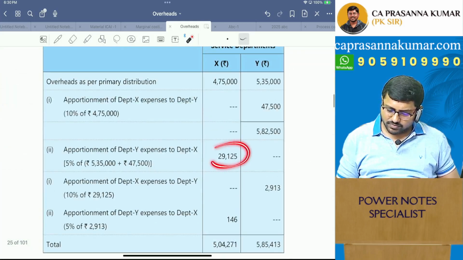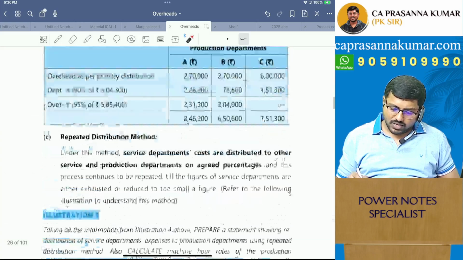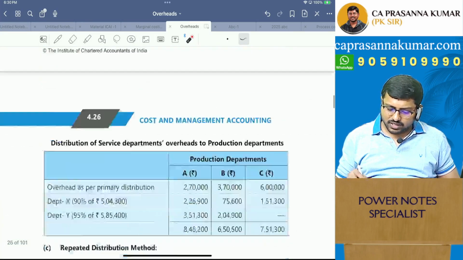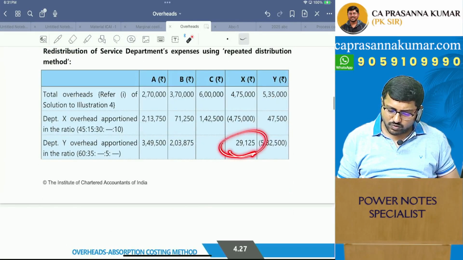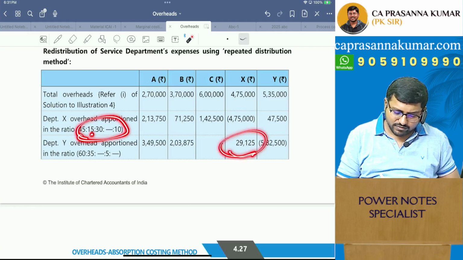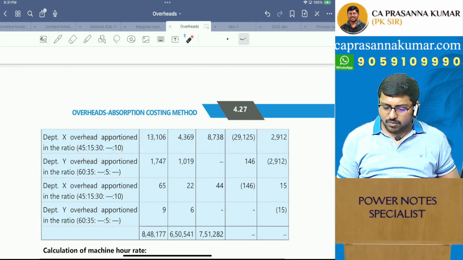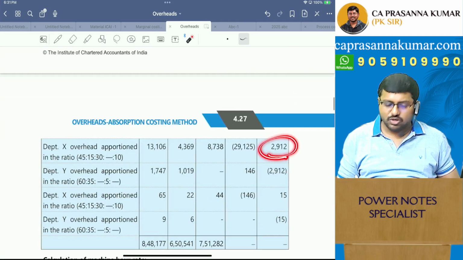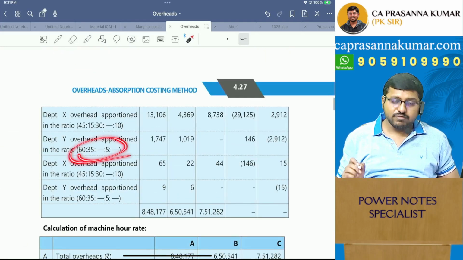Similar to this one. Now again distribute X to all. Earlier, this 29,125 you had distributed only to Y. Instead of that, now you will be doing it including the production departments. To all you will do. Take 29,125 again in the ratio of 45, 15, 30, 10. Distribute to all. Now again X will become 0. But in this process, you will give something to Y. Earlier, Y had become 0 here. But now again, Y has got 2,912. Now take 2,912. Again, in this ratio, you distribute 60, 35, 5.